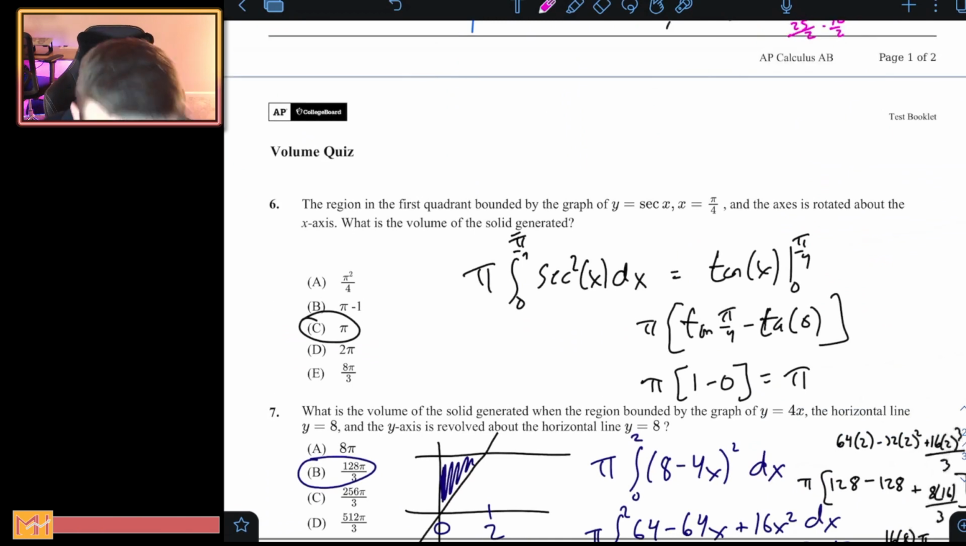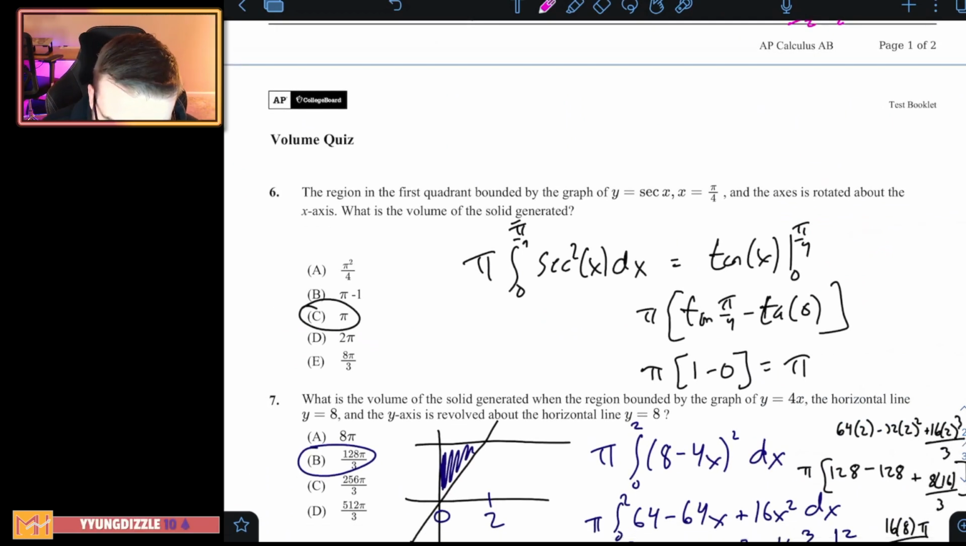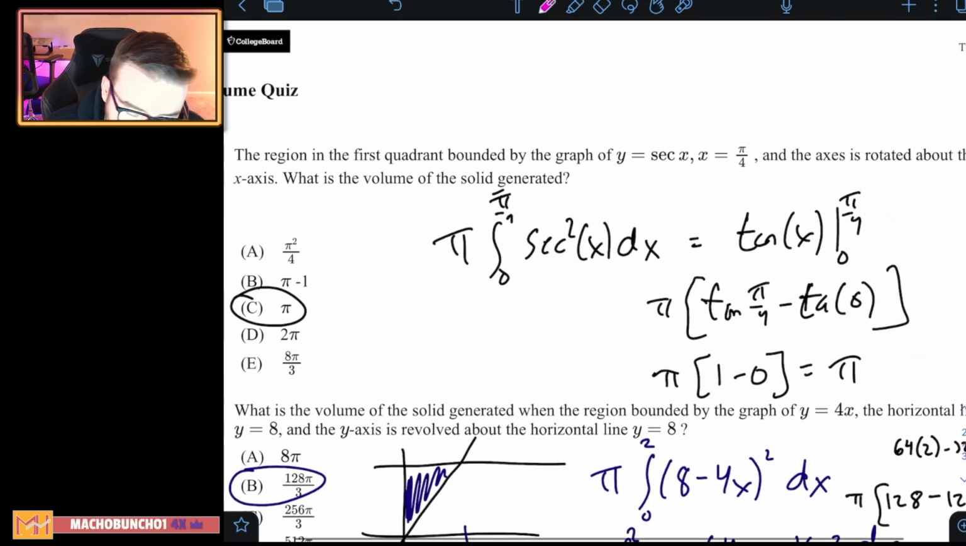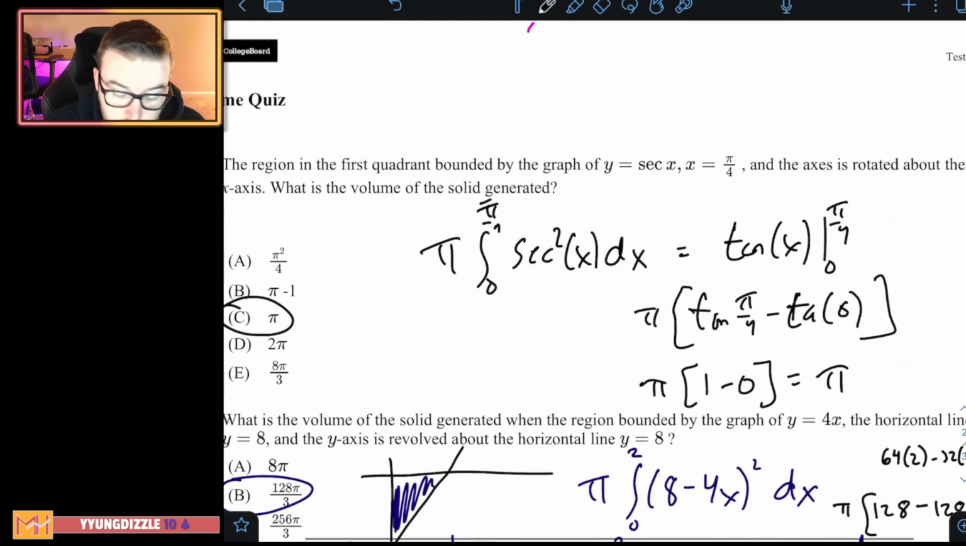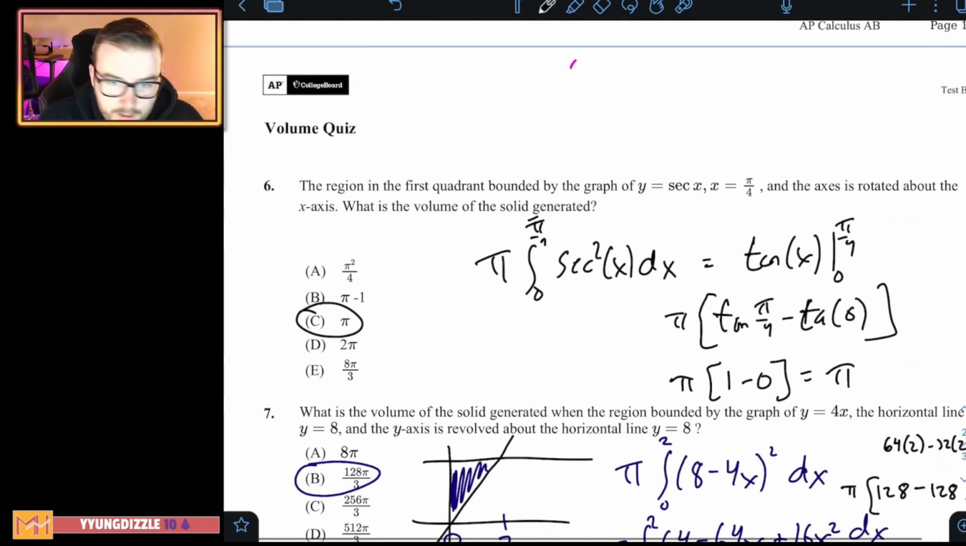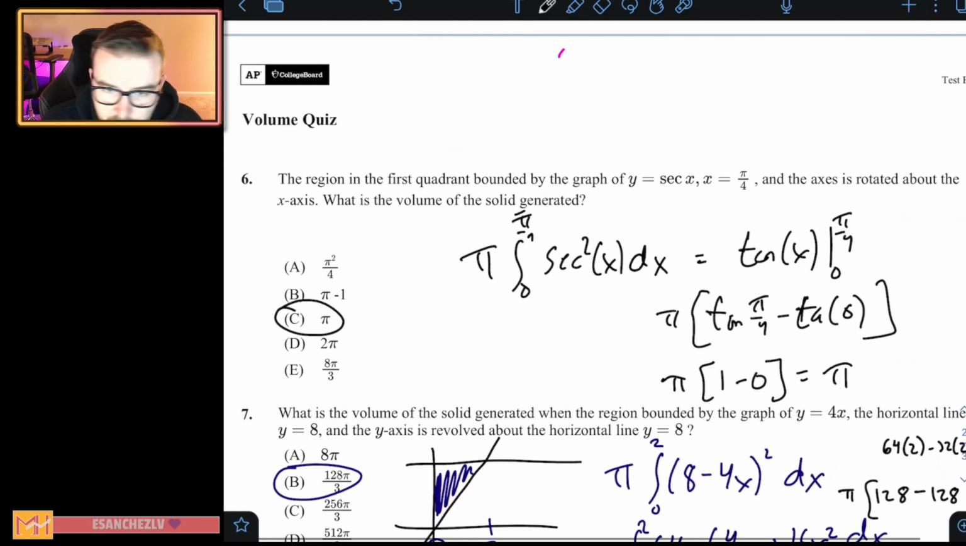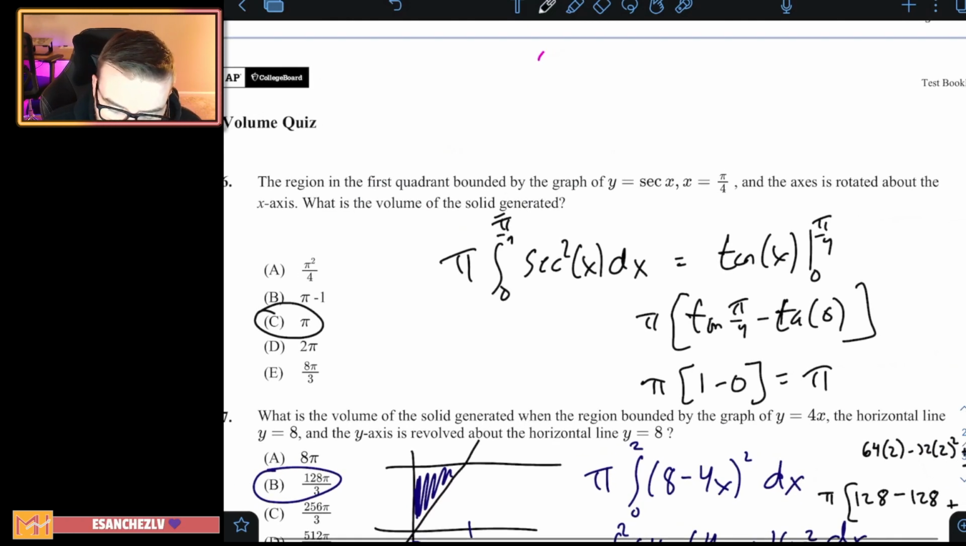All right. The region in the first quadrant bounded by the graph of y equals blah, secant of x, x equals pi over 4, and the axis is rotated about the x-axis. What is the volume? So, if you don't know what the graph of secant looks like, that's fine. It doesn't really matter. You don't need to know anything, right? You just need to go from 0 to pi over 4, to be honest.